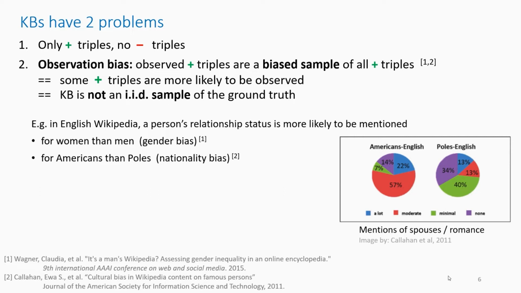So take, for example, the English Wikipedia. It has been shown in previous work that a person's relationship status is more likely to be mentioned for women than for men, and for Americans than for Poles. So, the Wikipedia contains both a gender bias and a nationality bias. However, by definition, everyone has a relationship status.